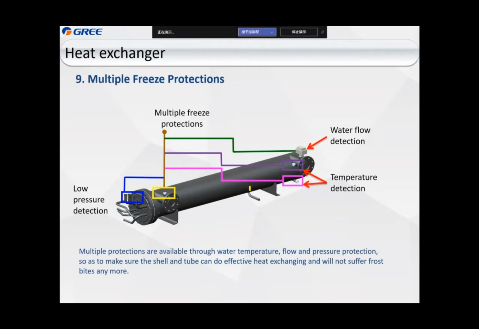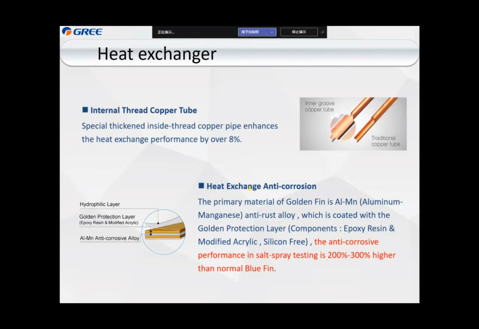And the next is the inside of the copper tube. Inside the copper tube we use a special design, an inner threaded copper pipe. It's not the same as a normal copper pipe. This is the inner threaded copper, which can also improve the heat exchange efficiency.